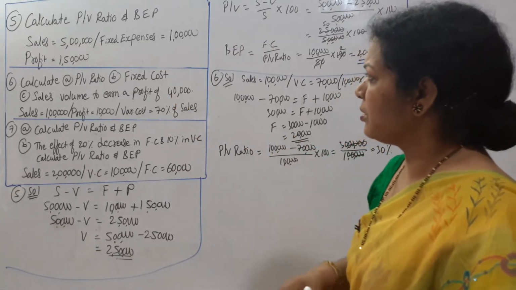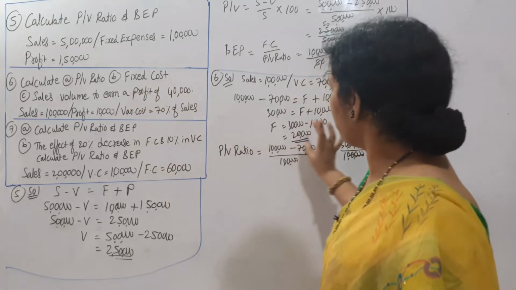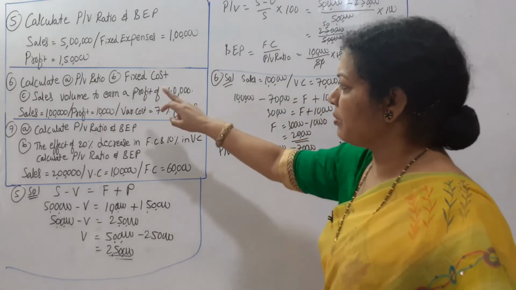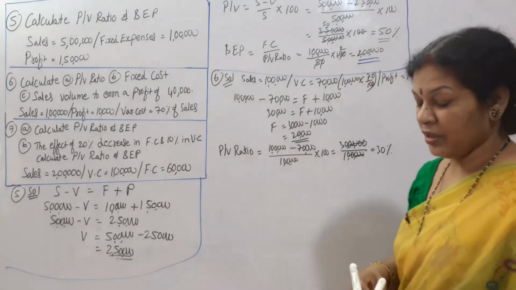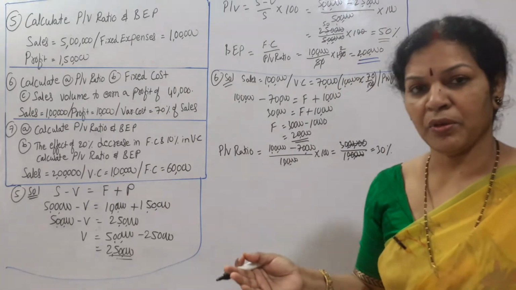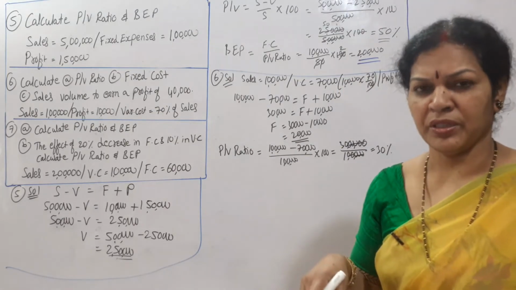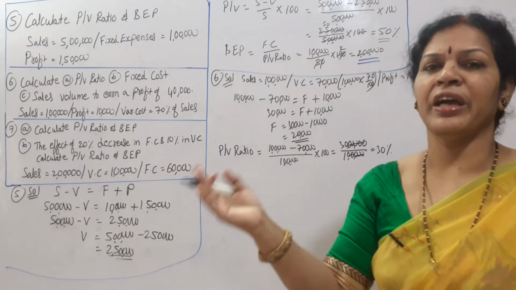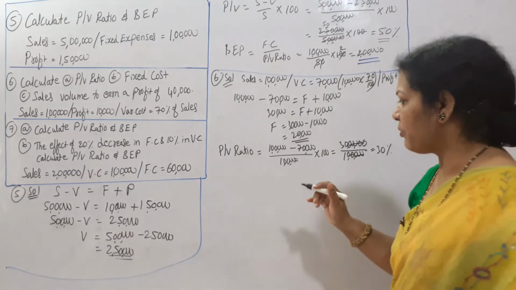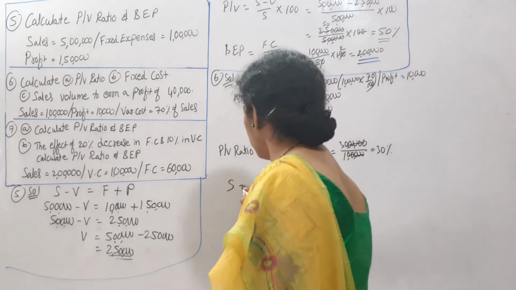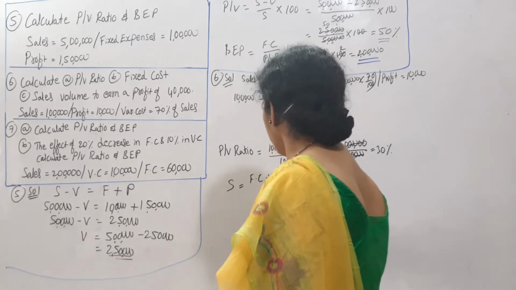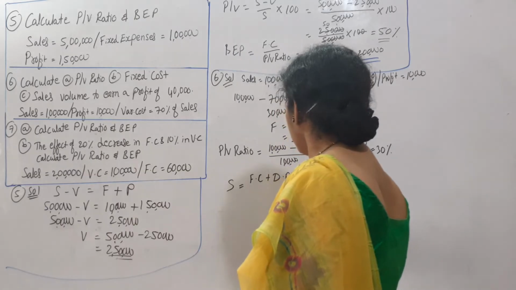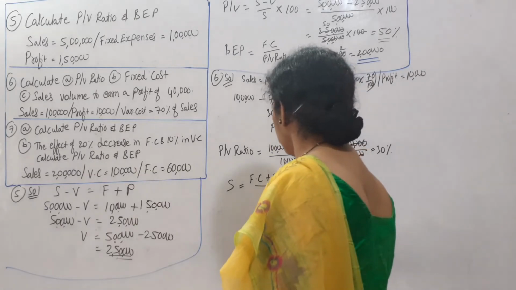Fixed cost. Calculate fixed cost, already we found it. Okay. PV ratio you got now. Sales volume to earn a profit of 40,000. When we want to earn a profit of something, or want to know the profit at sales of something, we will use one formula, that is S is equal to fixed cost plus desired profit by PV ratio.